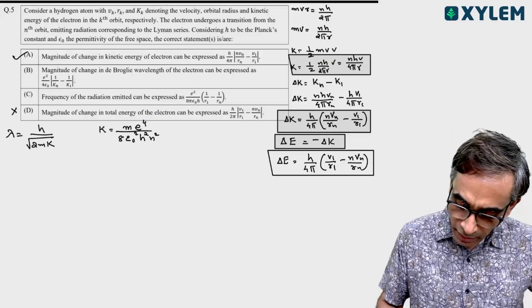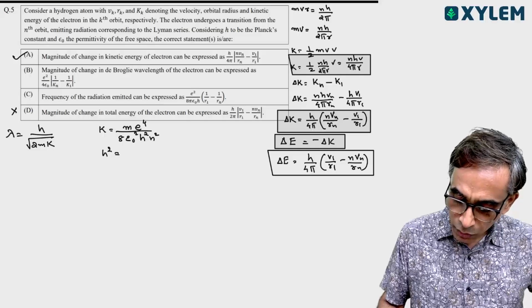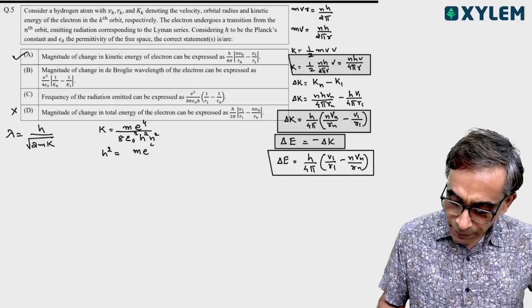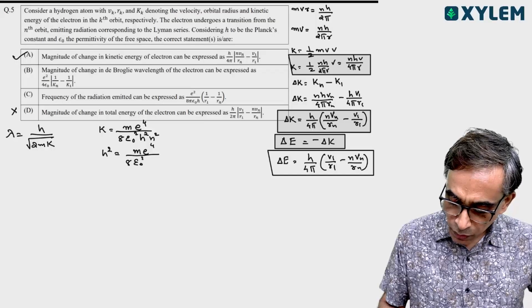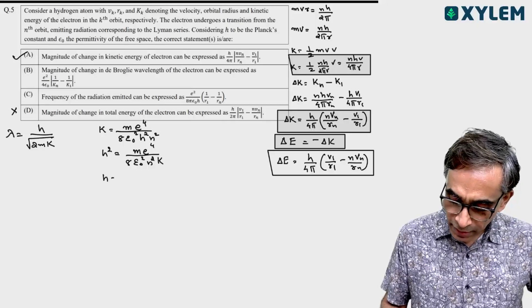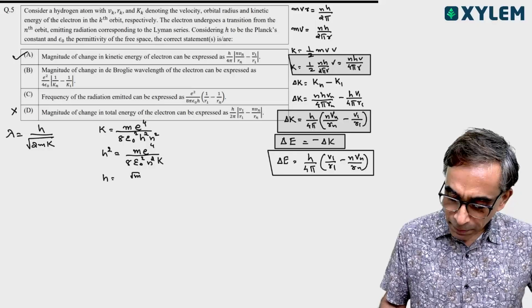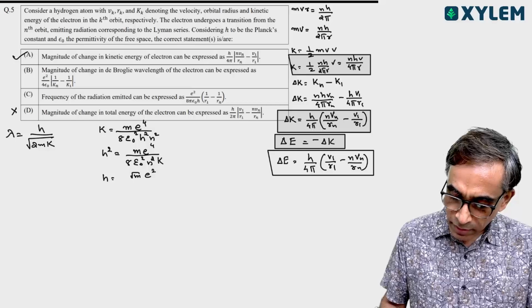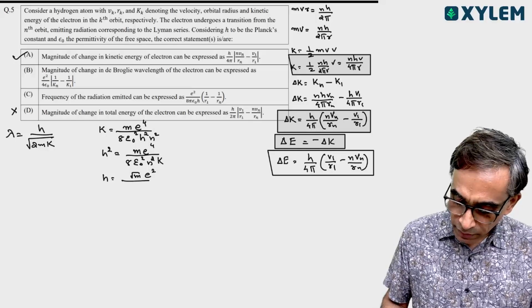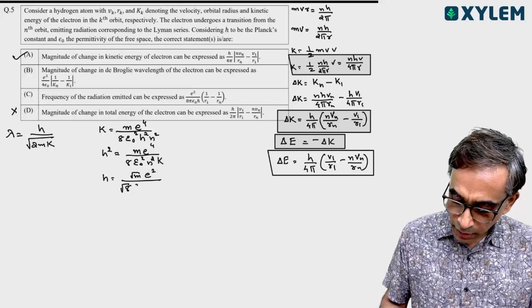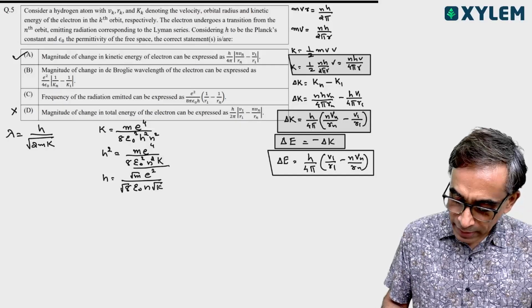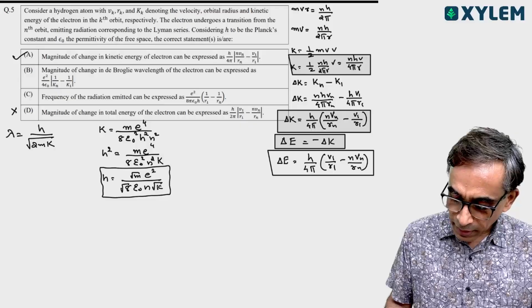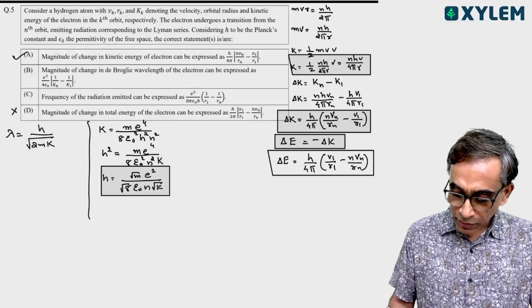Now from this we can write h squared equal to m e^4 divided by 8 epsilon 0 squared n squared into k. From that, h is equal to root m e squared divided by root 8 epsilon 0 n root k. This is the equation for Planck's constant. Now we will substitute that here.